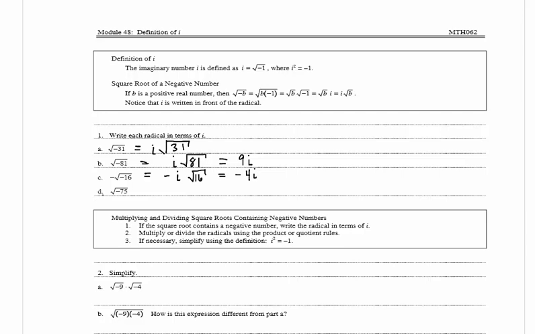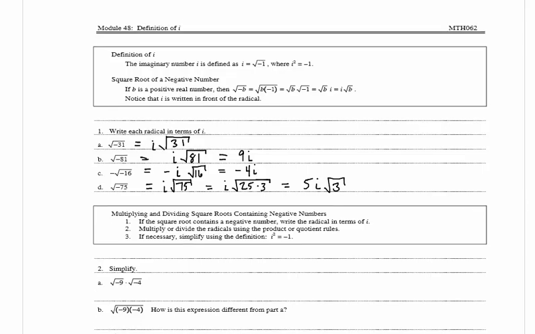In D, we have the square root of negative 75, and we can write that as i times the square root of 75. And 75 can be written as 25 times 3. So we have i times the square root of 25 times 3. And the square root of 25 is equal to 5. So this is equal to 5i times the square root of 3.